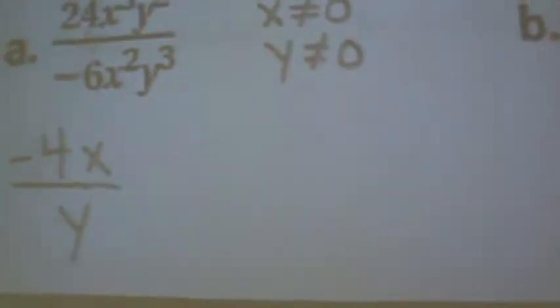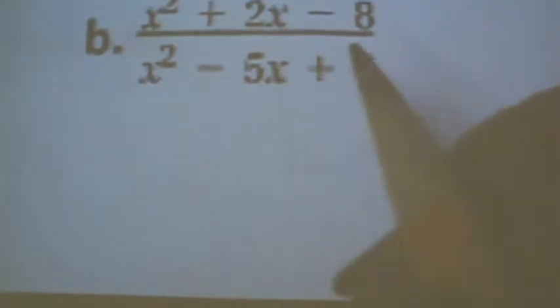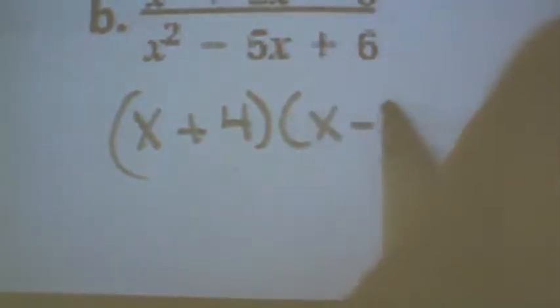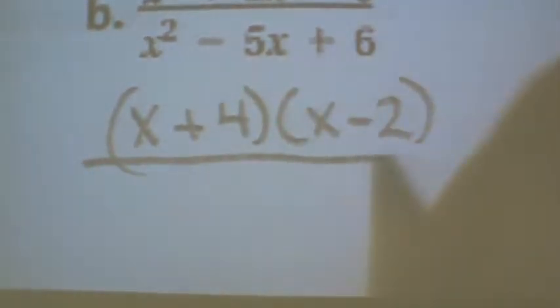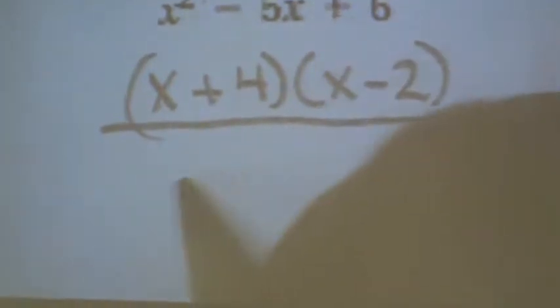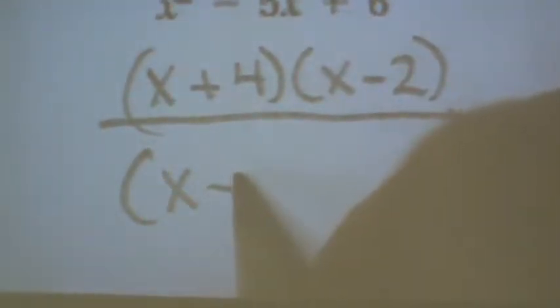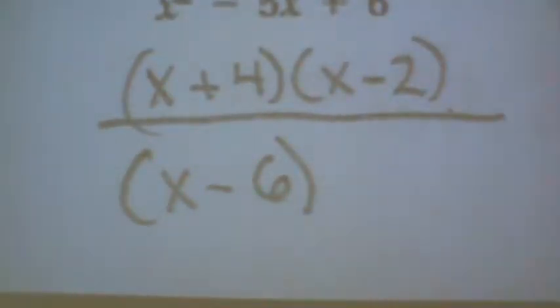Okay, now B, how are you gonna do B? B is like example 1 above. How are you going to factor x squared plus 2x minus 8? x plus 4, x minus 2. How about the bottom? How do you factor x squared minus 5x plus 6? x minus 3 and x minus 2.